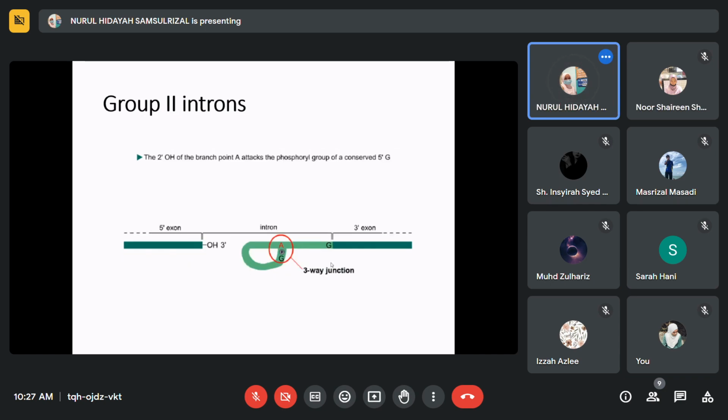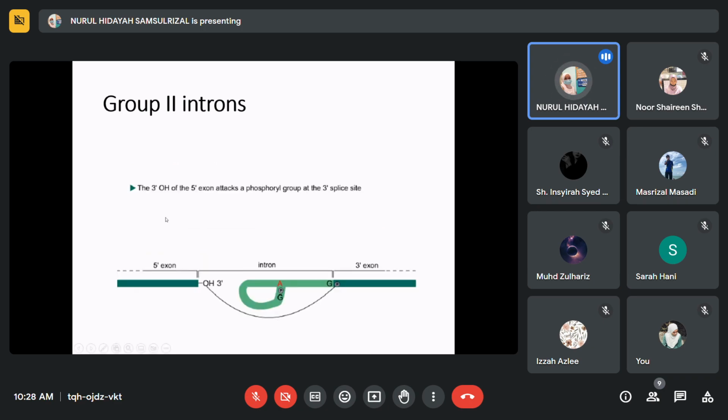Okay, so this is the concept. The OH of the branch point A attacks the phosphoryl groups, and it will bind here, at the group of conserved 5' G. It will do like this, then the 3' OH of the 5' exon. So for the 5' exon, we have the 3' OH here.